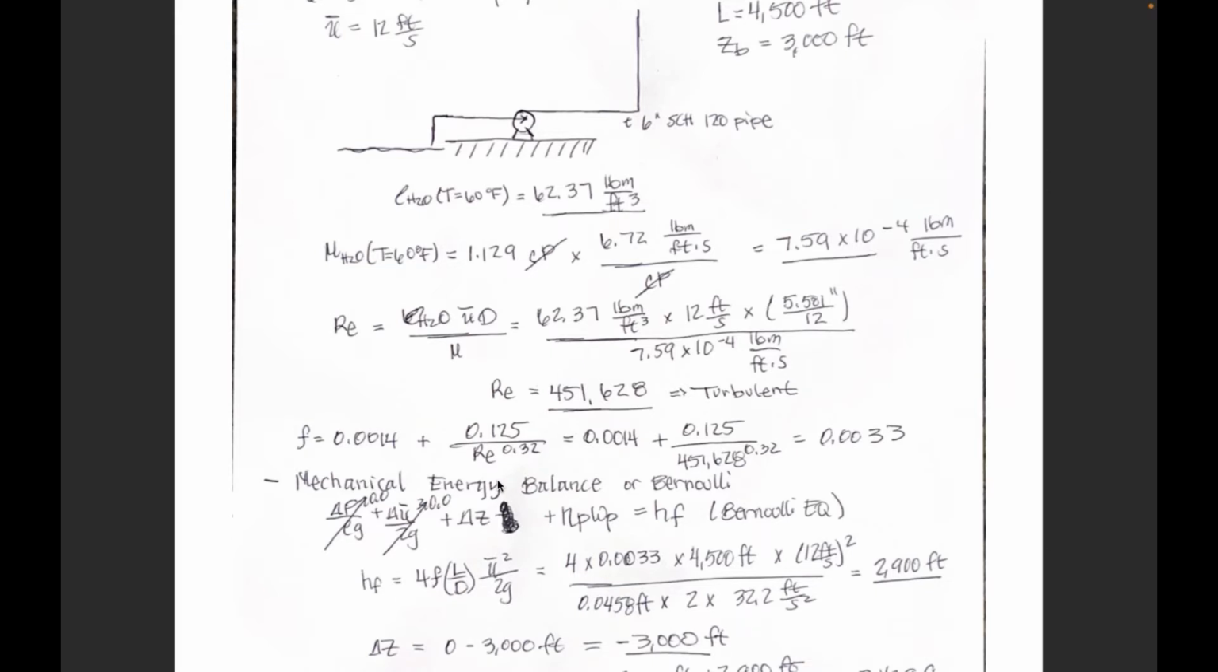So basically, 62.37 pound mass per feet cubed times 12 feet per second times the diameter. You gotta divide that by 12 to make it into feet, and then divide by the viscosity. And I showed the units, so you can cross them out, and then it'll be unitless as the answer. So the Reynolds number came to be pretty huge, 451,628, and then we know that's going to be highly turbulent.